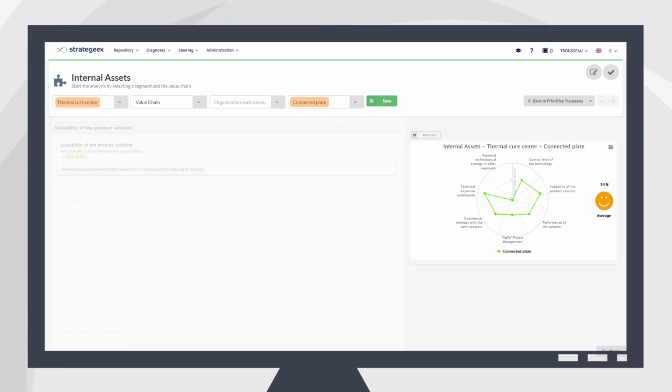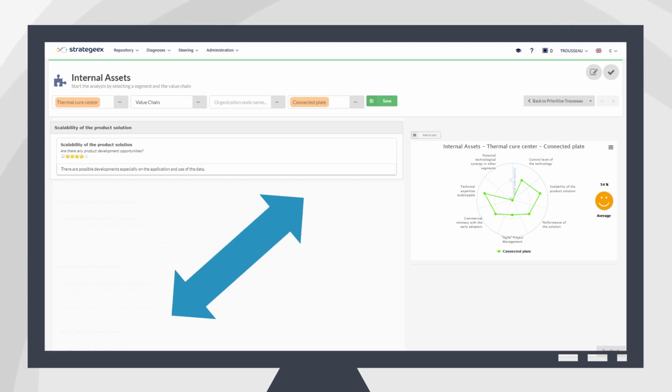The second item concerns the scalability of the solution, in other words, the ability to scale up to large quantities without any particular bottleneck. In our example, we decided to put 4 stars because there are many opportunities around the monetization of data, collected from other market segments, such as pharmaceutical laboratories for example.